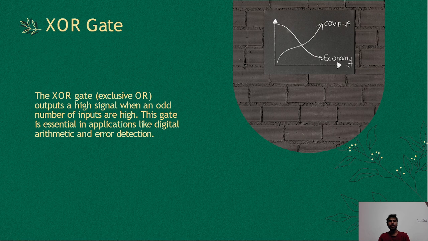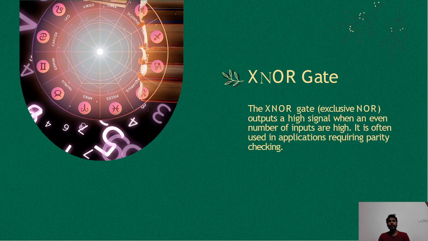XOR gate. The XOR gate, exclusive OR, outputs a high signal when an odd number of inputs are high. This gate is essential in applications like digital arithmetic and error detection. XNOR gate. The XNOR gate, exclusive NOR, outputs a high signal when an even number of inputs are high. It is often used in applications requiring parity checking.